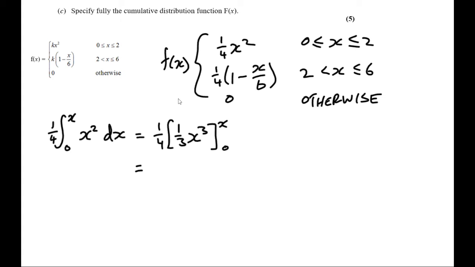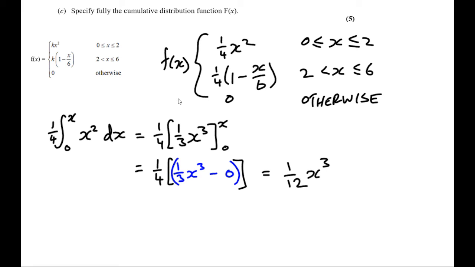I'm going to go ahead and substitute. It's always nice substituting the x value. It should match your integrated function anyway. And then I'm going to subtract 0. Easily enough, the integrated function for the first interval, 0 to 2, is going to be 1/12 x to the power of 3.